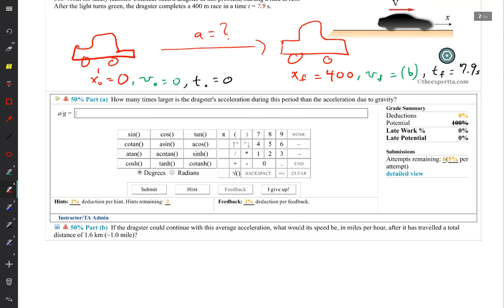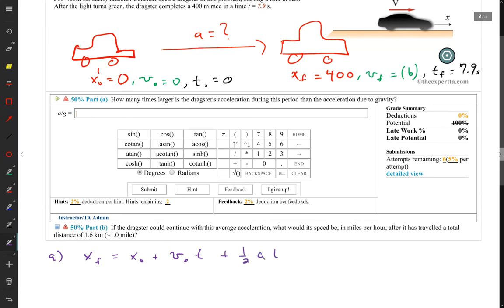Since I don't have them listed here, I'll just jump straight to it. The one that is going to let me use the time and those variables to find the acceleration most simply is going to be the one that has all the variables in it. So for part A, I'm going to use the equation x final equals x initial plus v initial t plus 1/2 a t squared.